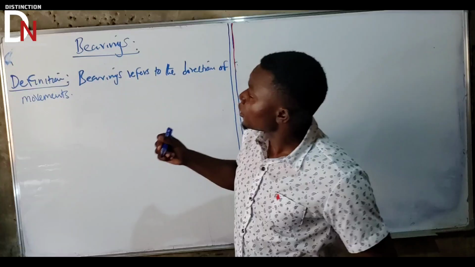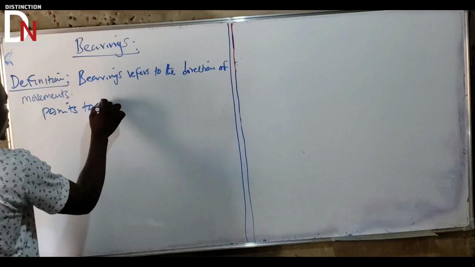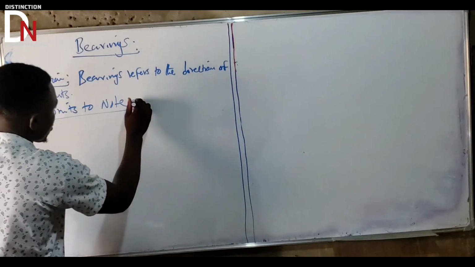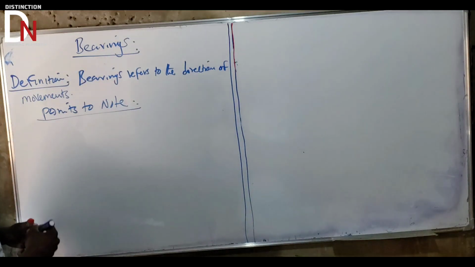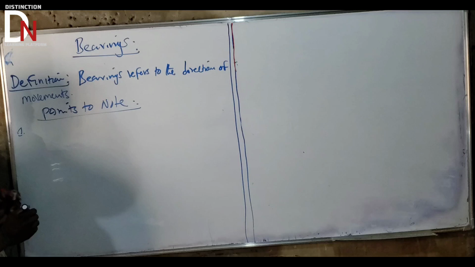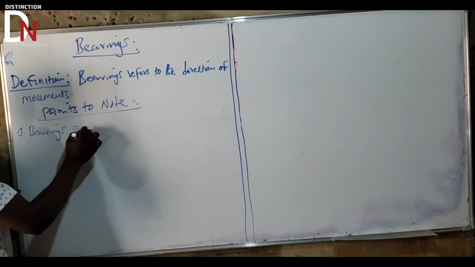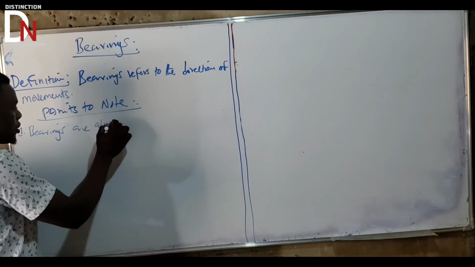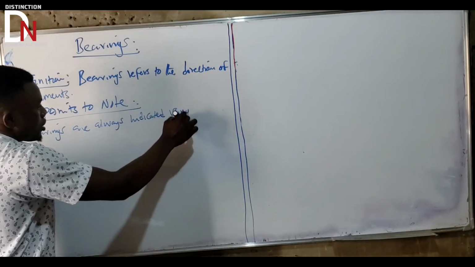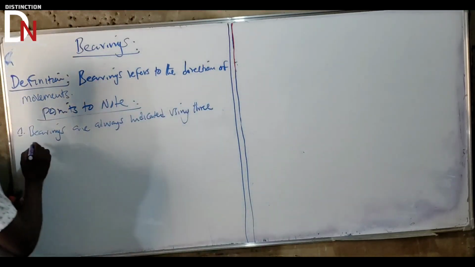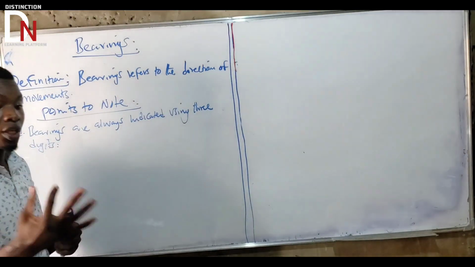So now, points to note under bearings. Points to take note of if you want to be solving all the questions under bearings. The first point is that bearings are always indicated using 3 digits.